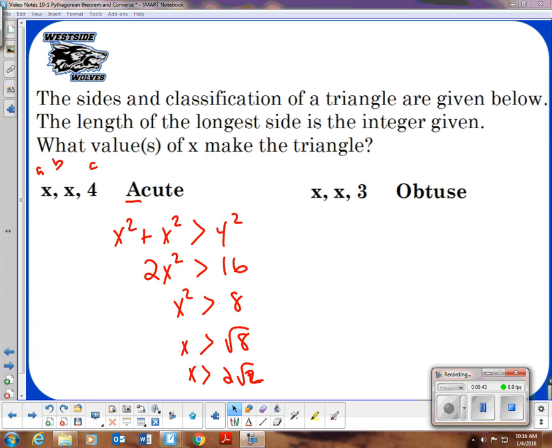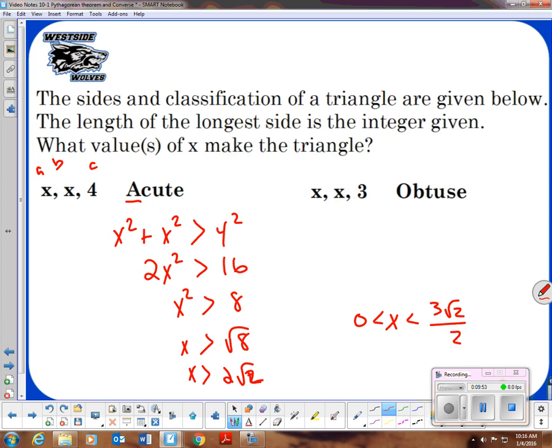Okay, so when you're done, this one's going to be an inequality with two sides to it. It's got to be x greater than 0, and it's got to be less than 3 square root of 2 over 2. If you have a problem with that, make sure you ask when you come to class the next day. This one was a fraction when you square rooted it, so that's where you have some issues.